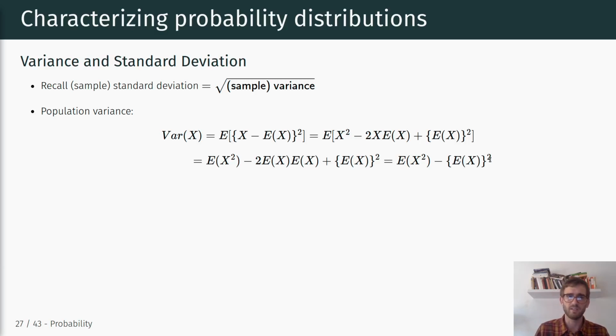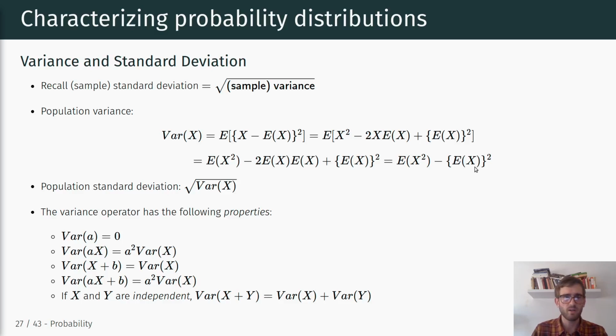So that's the definition of our population variance, either expressed like this or simplified if we multiply this out as the expectation of x squared minus the square of the expectation. And of course, just like with the sample standard deviation that we talked about in the past, the population standard deviation is the square root of the population variance.